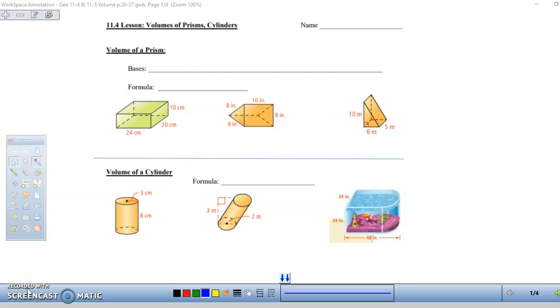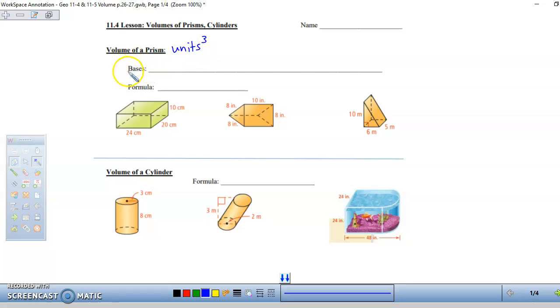Hello again. So we are going to now do volume. Volume is always going to be in cubic units, so your units are now going to be cubed. And there's a pretty good reason why that is, and we'll get into that in a second.